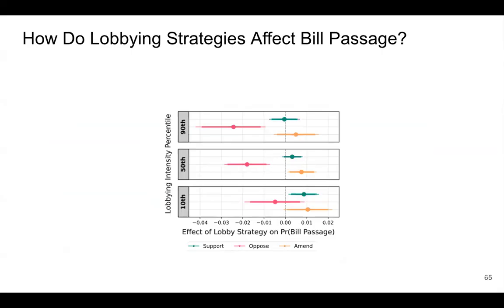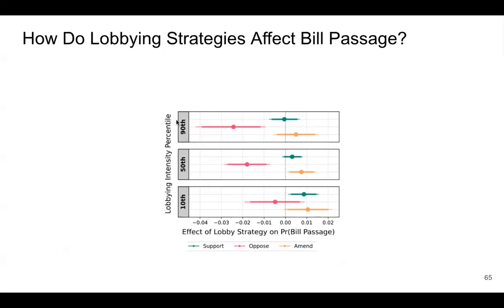This figure shows how the lobbying strategies affect whether the bills are passed. What we should first look at is that the green ones are the support and the red ones are opposed. The red ones are on the negative side, which means that when interest groups lobby against bills, the probability of the bill being passed does become lower. So this is just a sanity check that lobbying works.